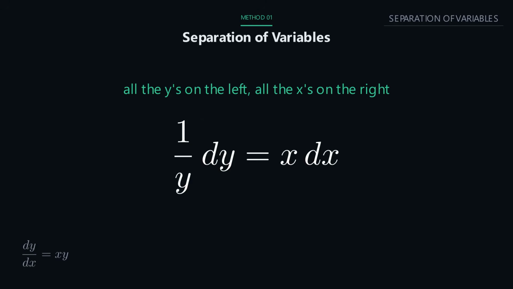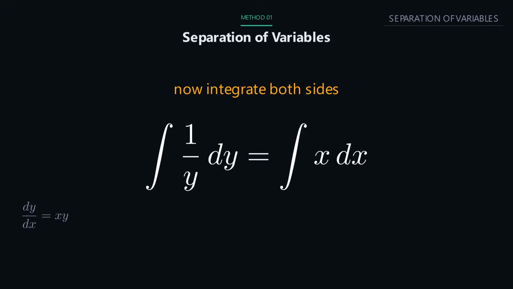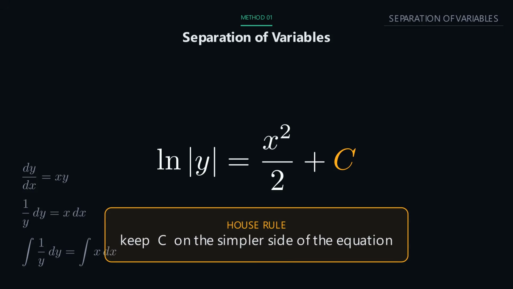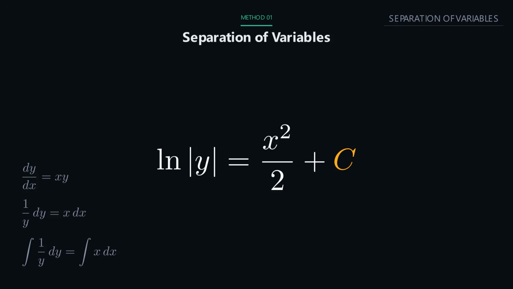And hopefully by now you can understand how to solve this, but let me walk you through the last step here. All we have to do is integrate it. We take the integral of 1 over y dy, and that equals the integral of x dx. And solving it, we get the natural log of the absolute value of y equals x squared over 2 plus c. And we're going to create a little rule here. You don't have to use this rule if you don't want to, but for my channel, we're going to try to put c, the constant of integration, on the easier side of the equation. Here, x squared over 2 is easier than the natural log of absolute value of y. So we're going to put the constant of integration on the right side, where the x is.